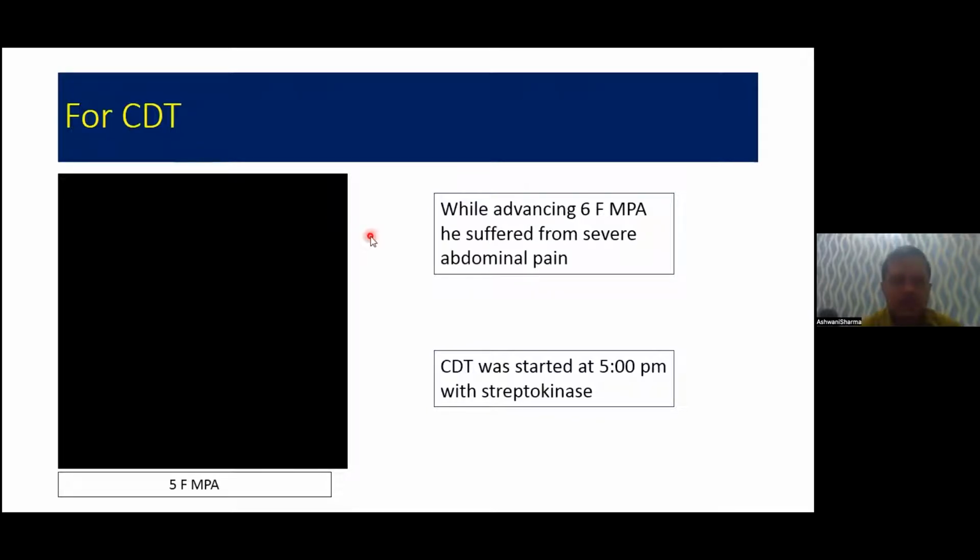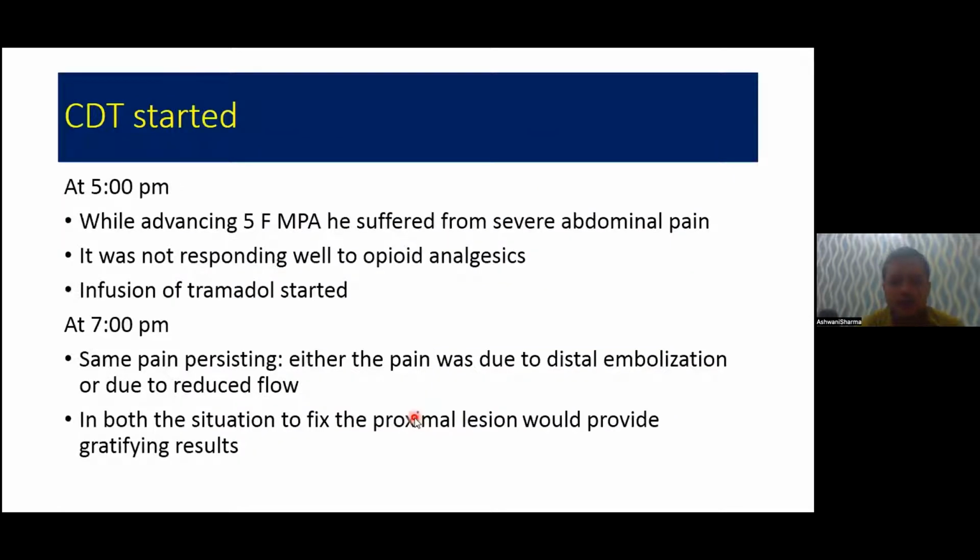When we advanced the 6 French guiding catheter, MPA catheter, there was significant pain. So we reduced to a 5 French multi-hole MPA catheter. We parked the MPA catheter there and CDT was started with streptokinase in the evening hours. However, the pain was persisting and was not responding to shots of opioid analgesics. He was started on a tramadol infusion, but no relief in the pain, and even the abdomen was more tense than before.